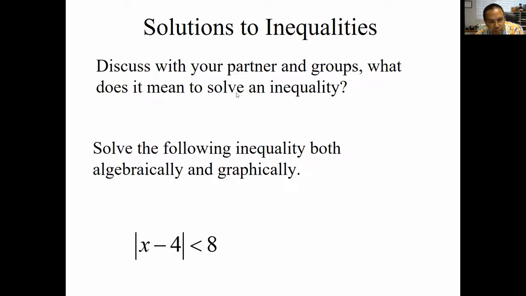But I want you to discuss in your groups, what does it mean to solve an inequality, and then solve this inequality algebraically and graphically, and you can use Desmos or a graphing calculator. So absolute value of x minus 4 is less than 8. And I'm going to send you to groups, and when you're done, I'll call on a group at random to share what your answer is for this. All right, sounds good?